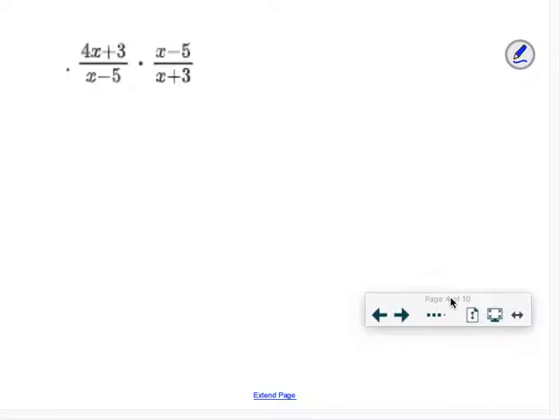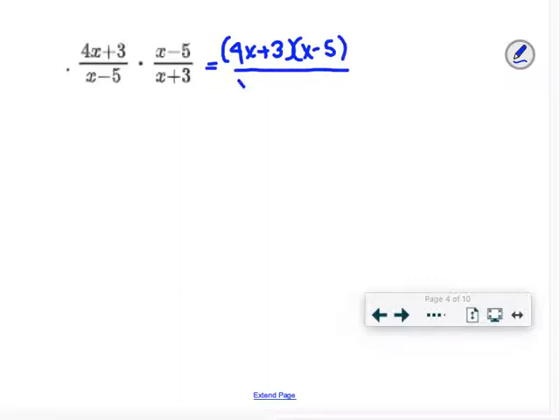I could rewrite this. Most of you are probably going to save yourself an extra step. So if I were to rewrite this, it would be 4x plus 3 times x minus 5 over x minus 5 times x plus 3. Now some people are thinking, do I need to expand this out? But how do I want to leave it? I always want to leave it as a product. You don't really ever want to be expanding at this point. If you can leave it factored, leave it as factored.